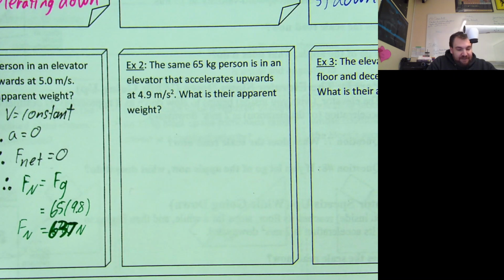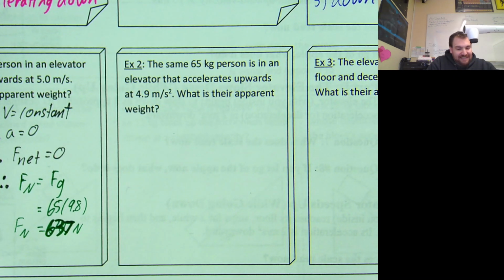The same 65 kilogram person is in an elevator that's accelerating upwards at 4.9 meters per second squared. What is their apparent weight? Let's draw it again. I'm going to draw it a little bit bigger.